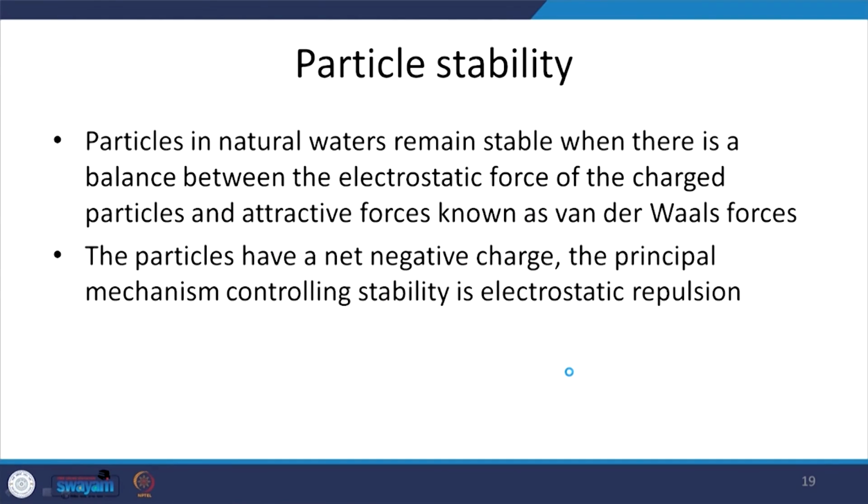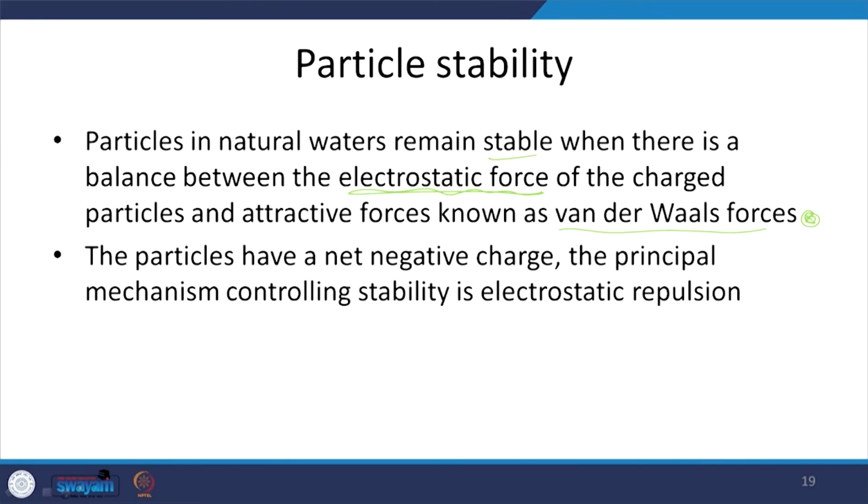So, particle stability. Particles in the water are stable because there is a balance. Why is that? We have two forces. One is the electrostatic force of repulsion, and the attractive force, which is the van der Waals force of attraction. This we can't do much about, and it is something we want in this context, but we can do something about the electrostatic force of repulsion.